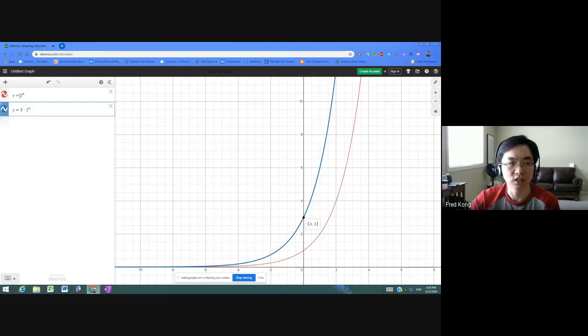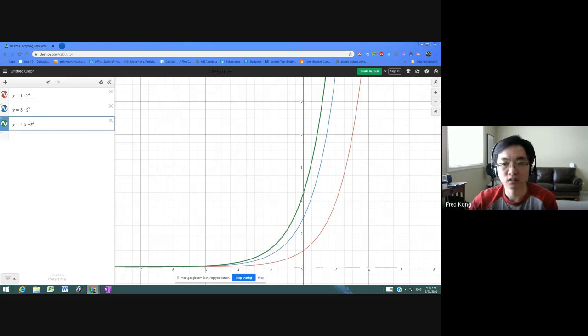Now, similarly, you might say, well, maybe there is a 1 here. Maybe it was 1 times 2 to the x, right? And because it's 1 times 2 to the x, maybe that's why we have a y-intercept of 1. Well, let's test this out, and let's go y is equal to maybe 4.5 times 2 raised to the x. Okay, now if you look at this, the y-intercept there is in fact 4.5. So one thing that you know is that this number in front that's multiplied by the power in the exponential function is precisely the y-intercept.